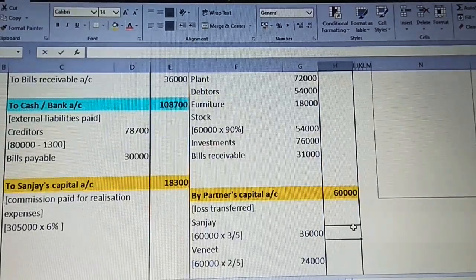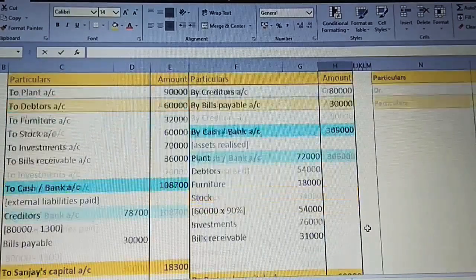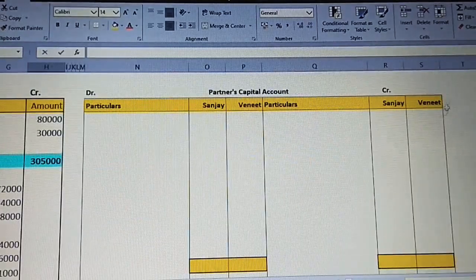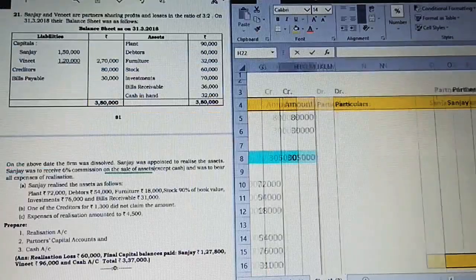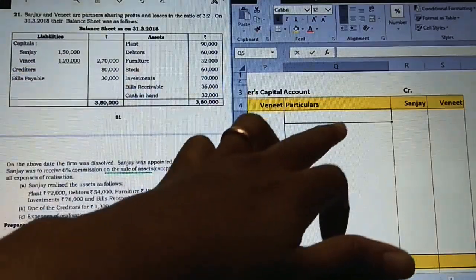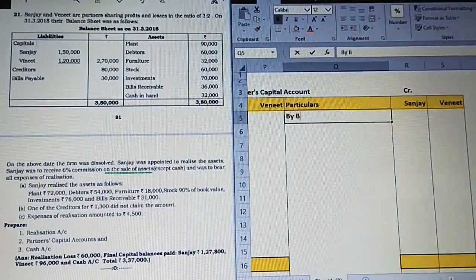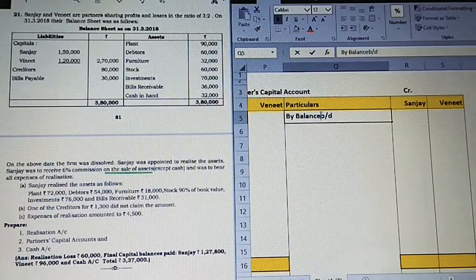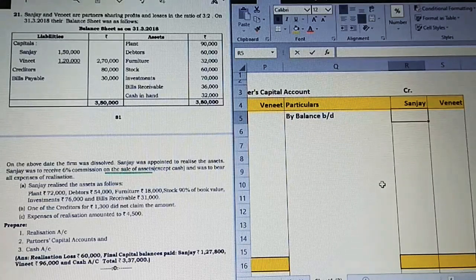Yes, we have completed. Now let us move on to the partners capital account. Coming to the partners capital account, first we are going to move on to the credit side. Observe, we have to post the capital opening balance on the credit side by balance brought down, $1,50,000, $1,20,000, as we have done this.